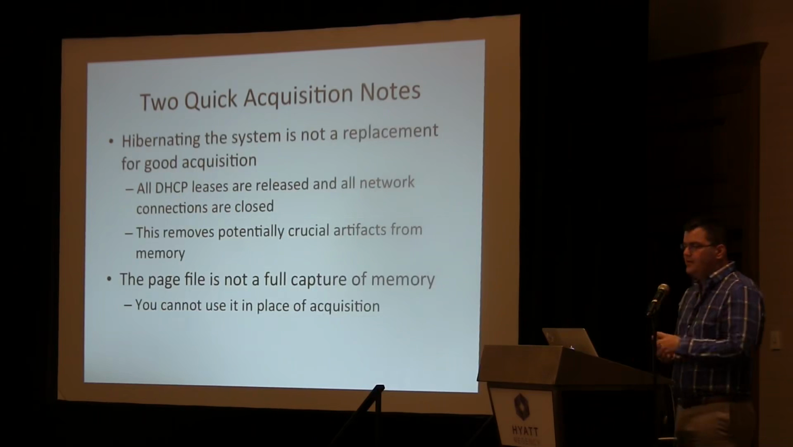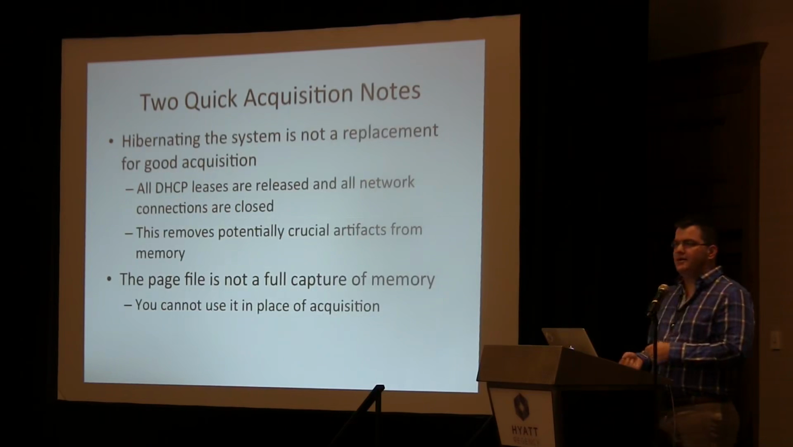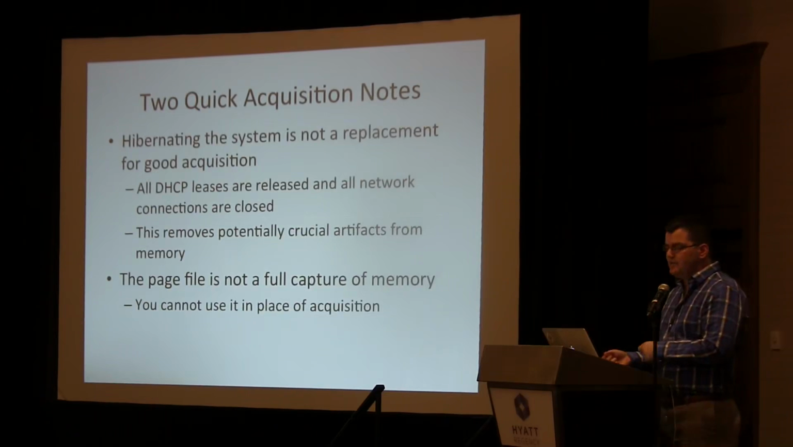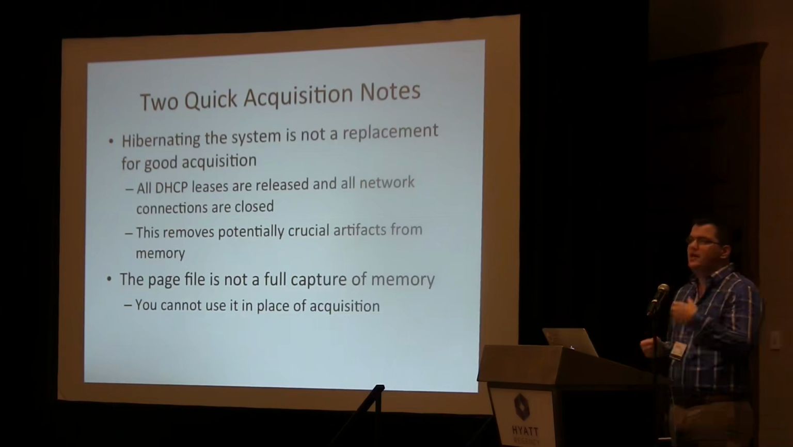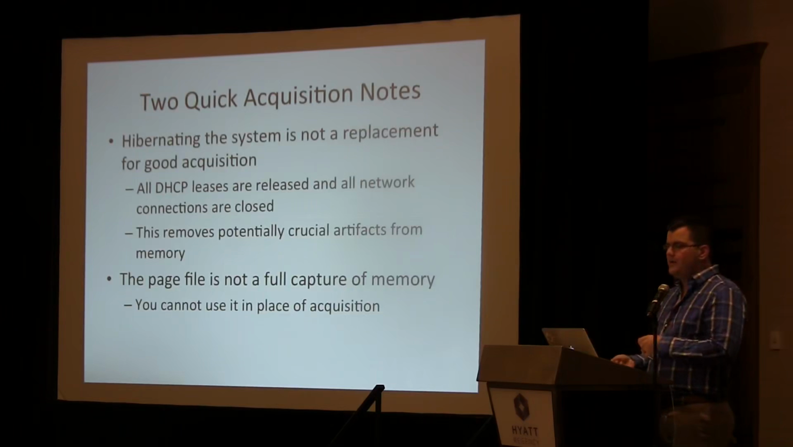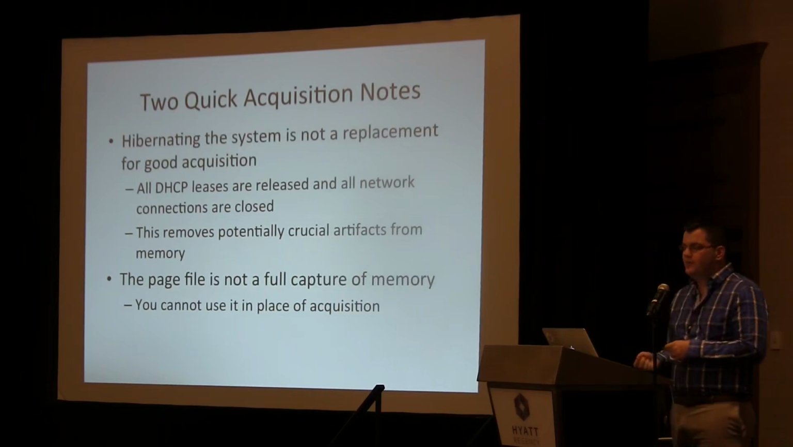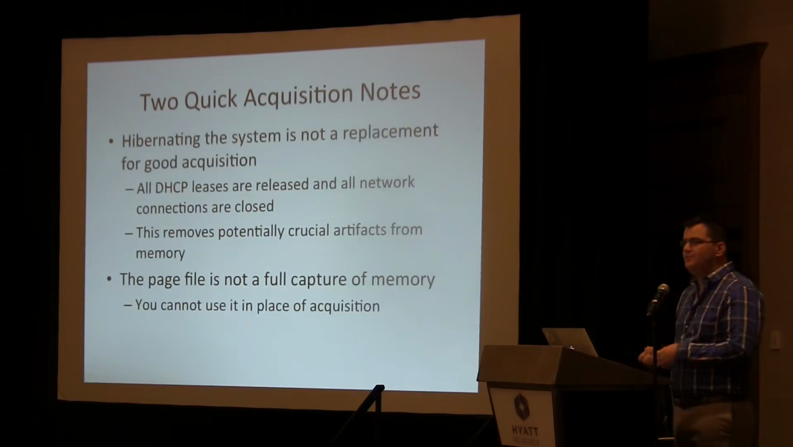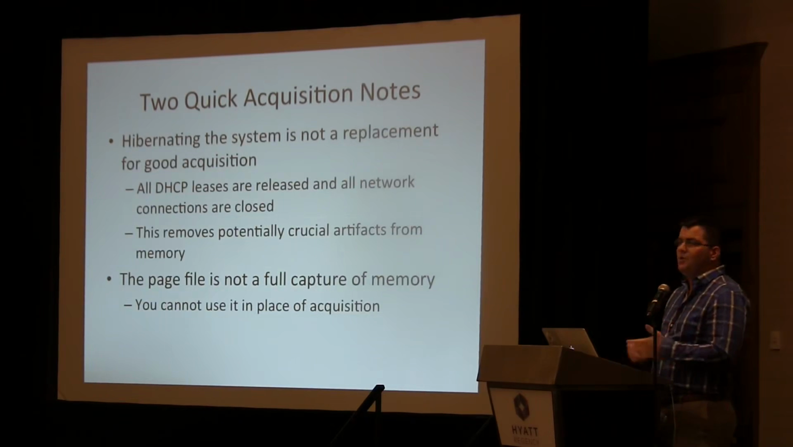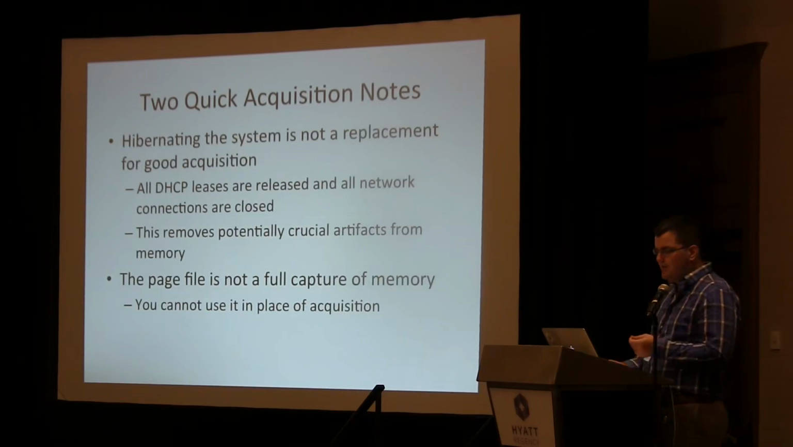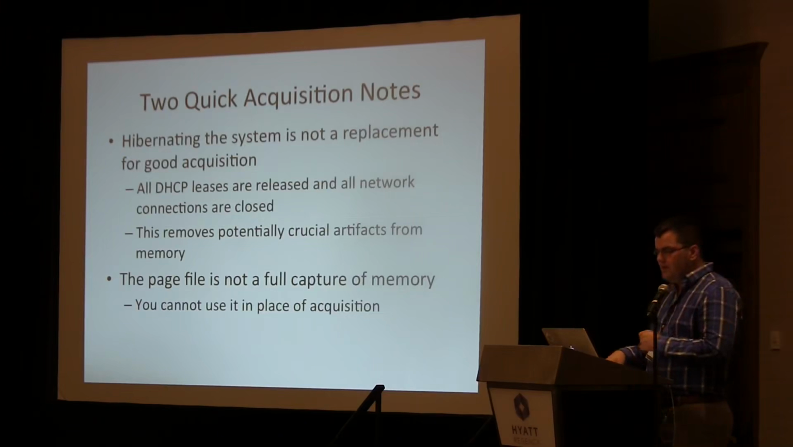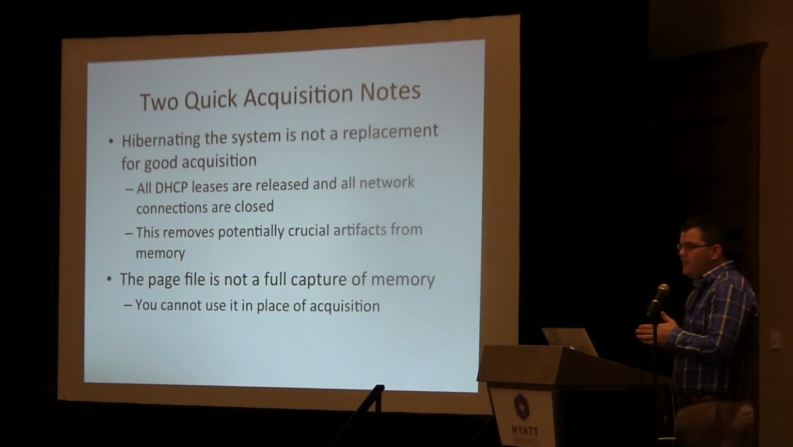One of the big issues with that, though, is when you hibernate, all your network connections get terminated and your DHCP lease is released. So if you look at, say, the active connections on a system before and after hibernation, you'll have all your connections before, and then after hibernation, there's nothing there. We'll see with Volatility that you can go back and scan for remnants of those old connections, but that's not really what you want. You want the actual state of the system when you walked up to it. And this is one of the big reasons why you still need to use software tools versus just relying on hibernation.